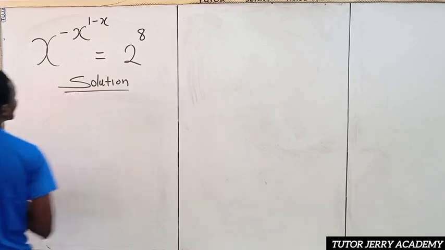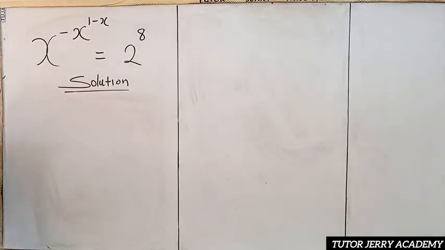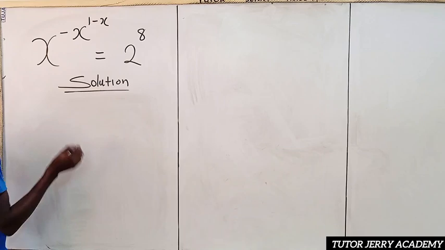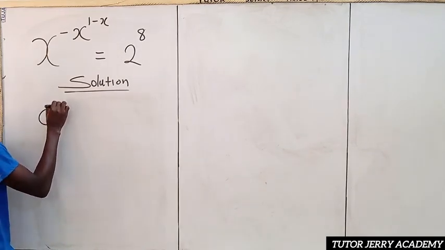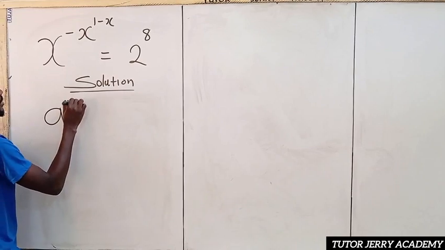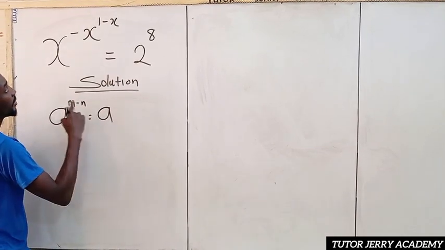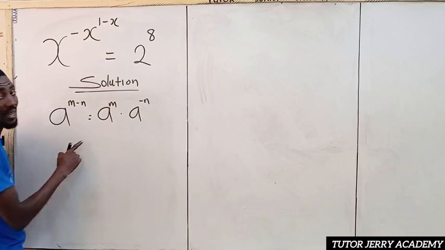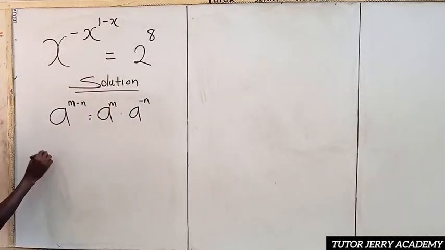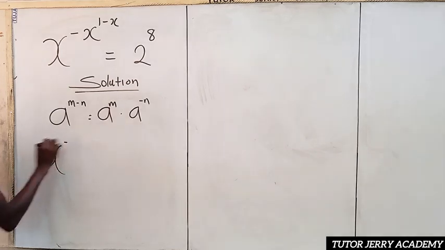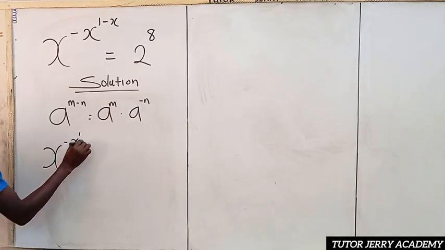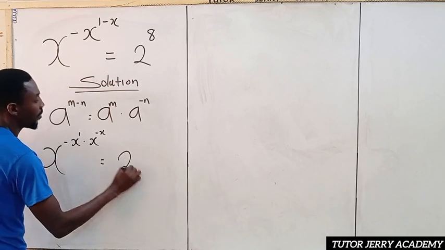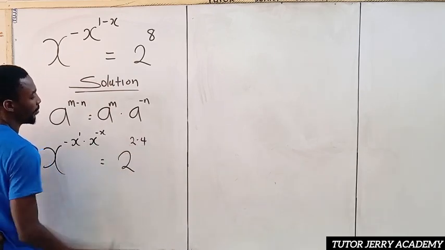Alright, so for us to solve this, the first thing we are going to be doing is to break down what we have here. If we have a to the power of m minus n, it is the same thing as a to the power of m multiplied by a to the power of minus n, right? All right, so let's apply that here. So we are going to have x to the power of x multiplied by x to the power of minus x, which will be equal to 2 to the power of 2 multiplied by 4, right?